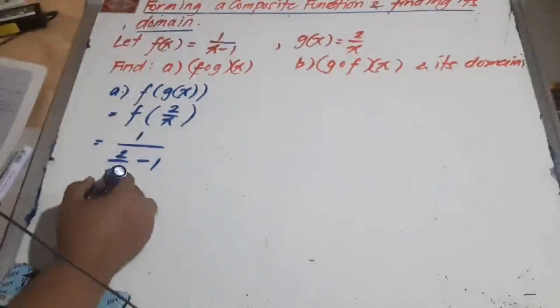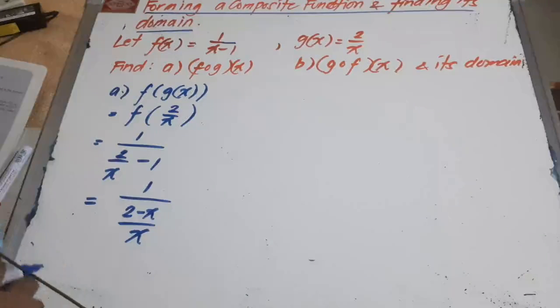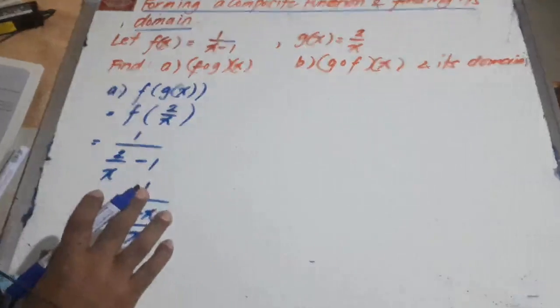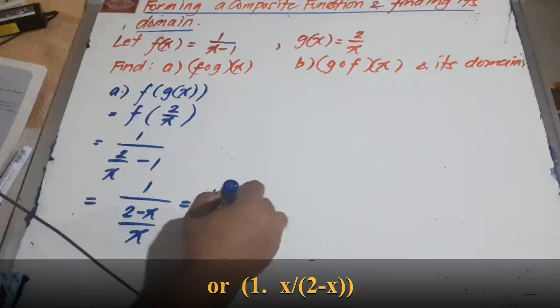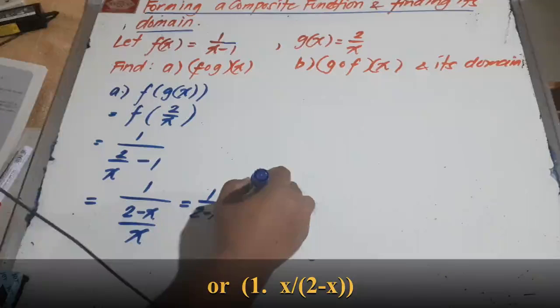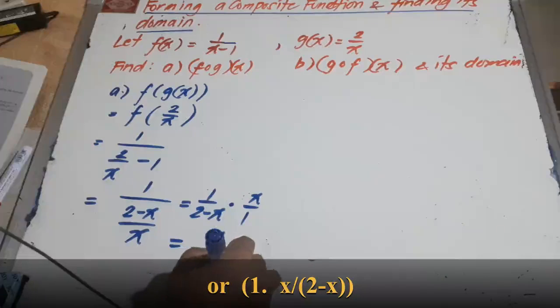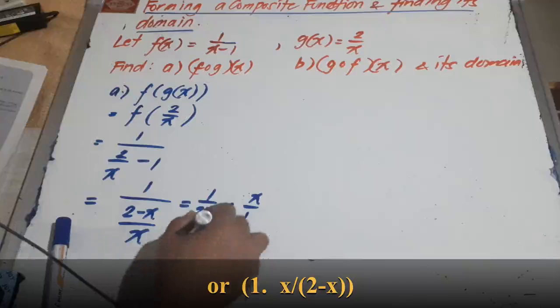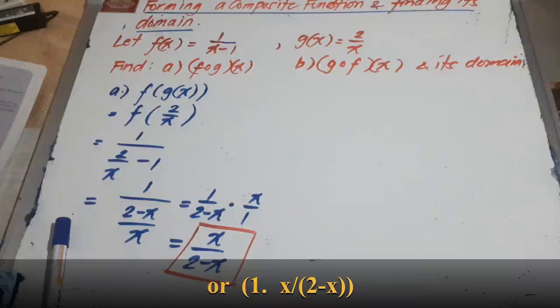Okay? So we have 1 over, LCD as x, so 2 minus x over x. Getting the reciprocal of the denominator, x will be on top, 2 minus x will be on the denominator. So this will be equal to 1 over 2 minus x times x over 1. Okay, so our answer is x over 2 minus x. So nag-shortcut na ako doon. So dapat alam nyo na yon, ano? Dahil naituro na yon sa junior high. Okay? So that is our answer for letter A.